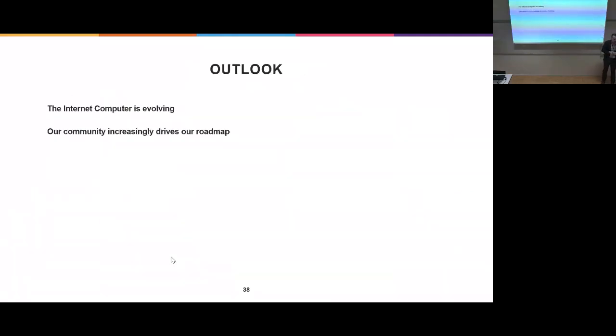Now this brings me already to an outlook. The internet computer is evolving at a rapid pace, and our community is increasingly driving our roadmap. This is one of our big goals, decentralization of this also. And I would like to show you now two features that are up on the roadmap that are coming.